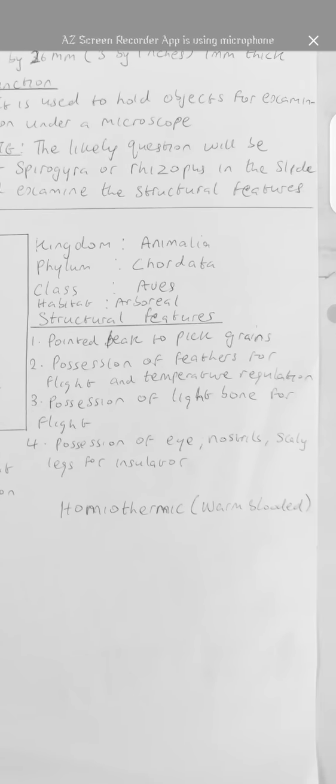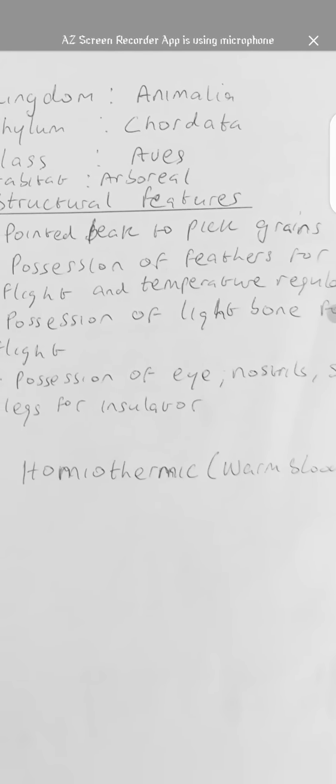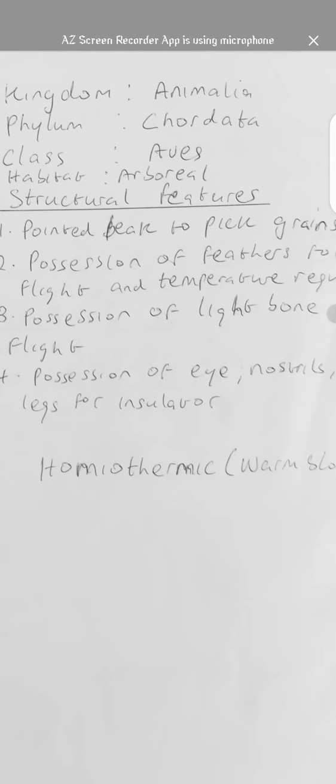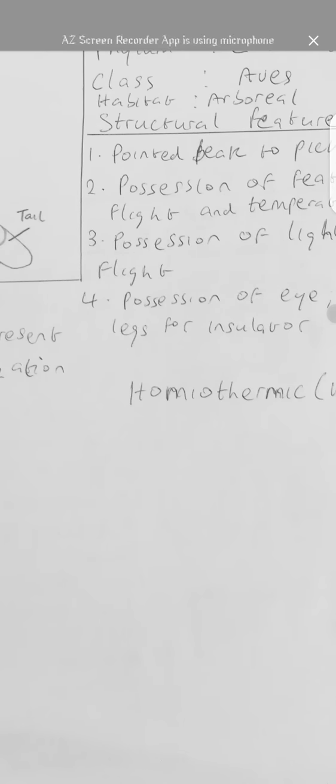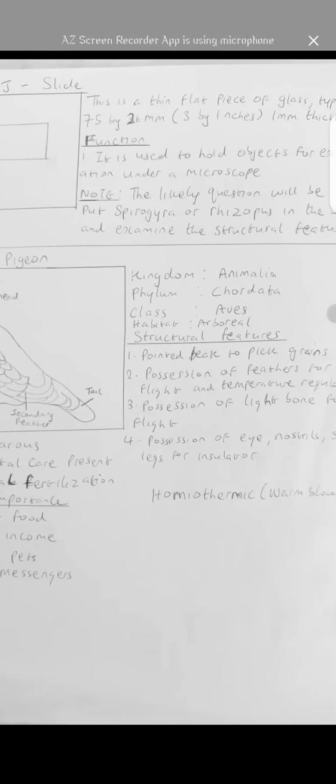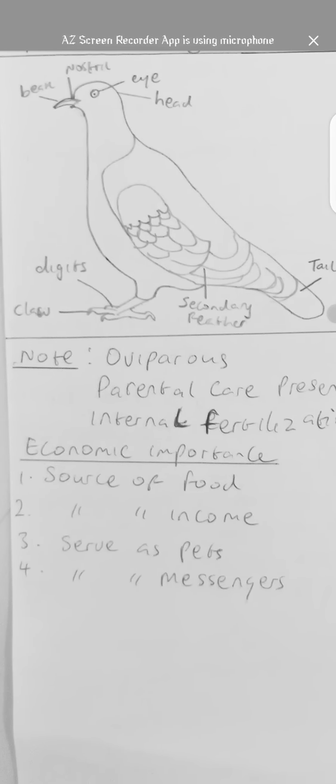Basic: number 1, pointed beak to pick grains or tiny food particles. Number 2, possession of feathers for flight and temperature regulation. Number 3, possession of light bones for flight. Number 4, possession of eye, nostril, scaly legs for insulator. All right. Now, let's look at the details about it. Number 1, the note is an oviparous. Yes, because it lays eggs.